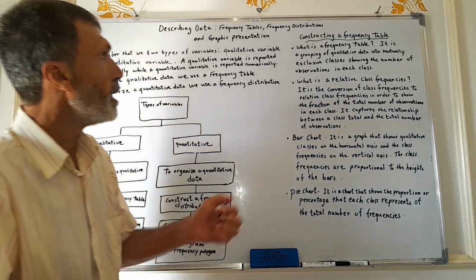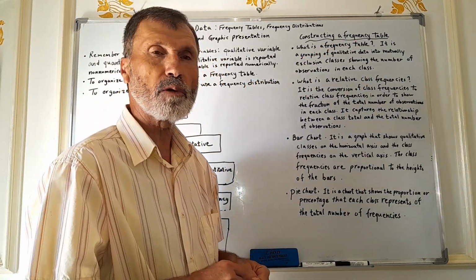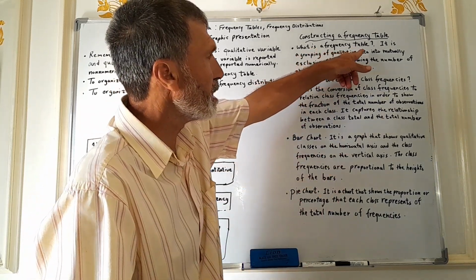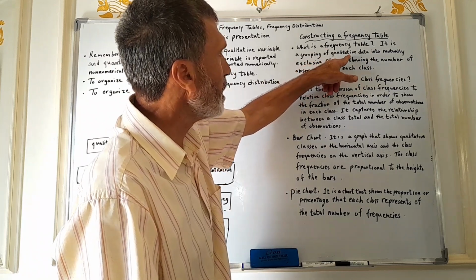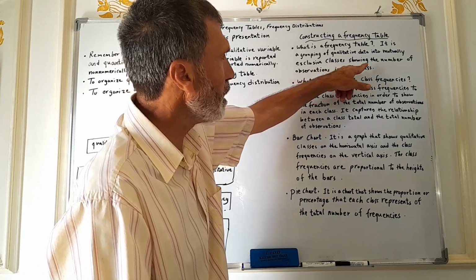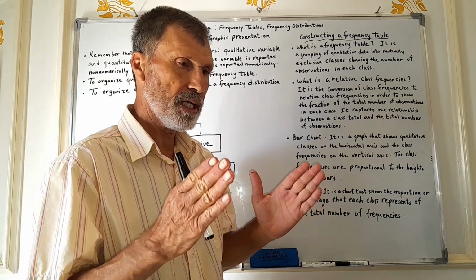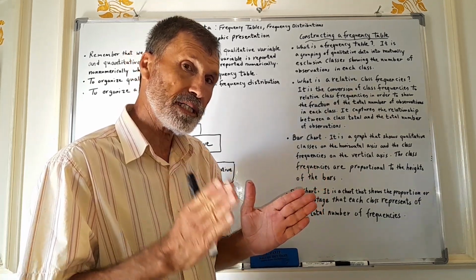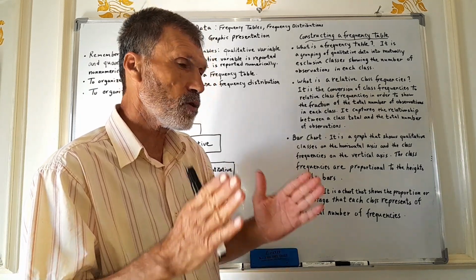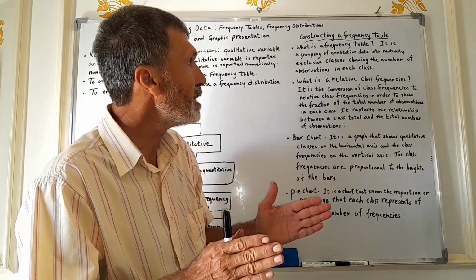Okay. Now, constructing a frequency table. Now we move to talk about qualitative data. How to construct a frequency table. What is a frequency table? It is a grouping of qualitative data into mutually exclusive classes, showing the number of observations in each class. So we're going to organize the qualitative data into a frequency table, and the frequency table is basically a grouping of qualitative data into mutually exclusive classes.